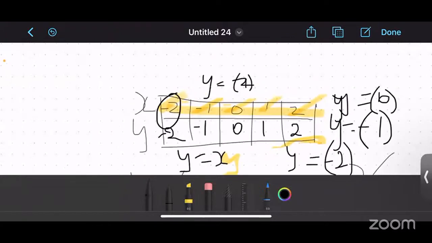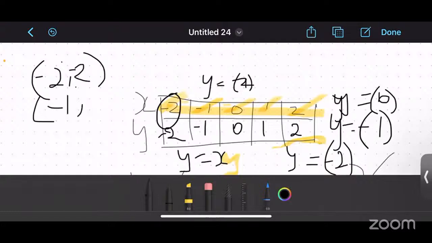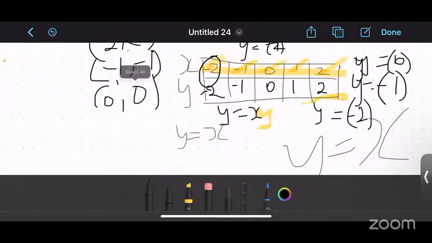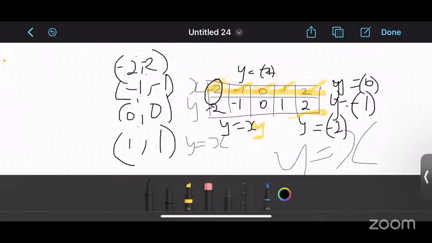So this means that when your x is equal to negative 2, your y is equal to minus 2 as well. When your x is equal to minus 1, your y is also equal to minus 1. When your x is equal to 0, your y is equal to 0. When your x is equal to positive 1, your y is also equal to positive 1, right?